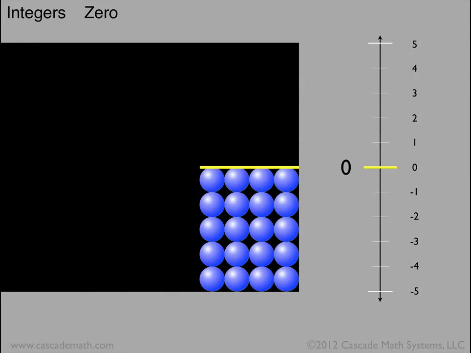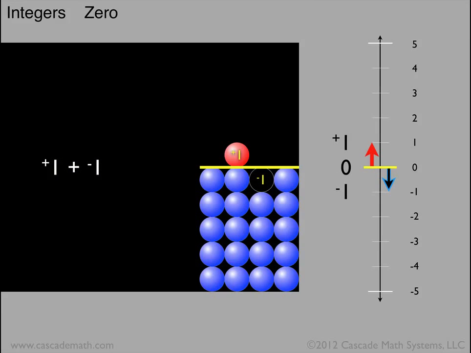We can easily see that when we have no positive numbers and no negative numbers, we have nothing, or zero. When we set up the tray, what we see represents zero. Now I'm going to add one positive and add one negative.